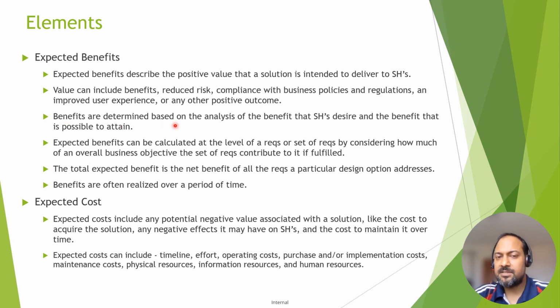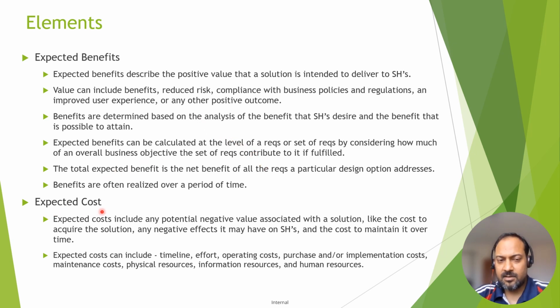Benefits are determined based on the analysis of the benefit that a stakeholder desires and the benefit that is possible to attain. Expected benefits can be calculated at the level of requirements or set of requirements by considering how much of an overall business objective the set of requirements contributes to if fulfilled. Total expected benefit is the net benefit of all the requirements a particular design option addresses. Benefits are often realized over a period of time. So these are the expected benefits that we are trying to attain from a particular design option.